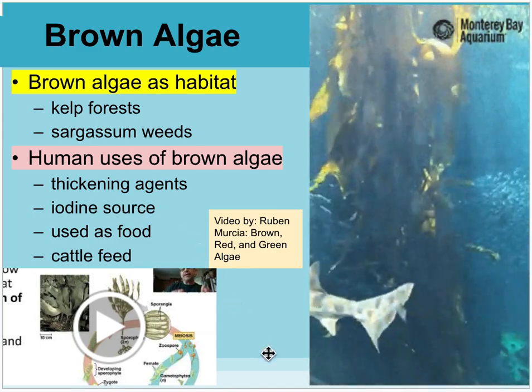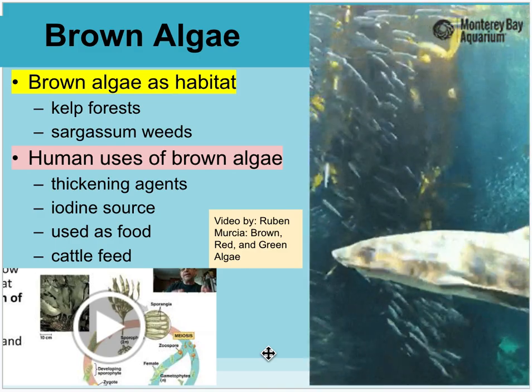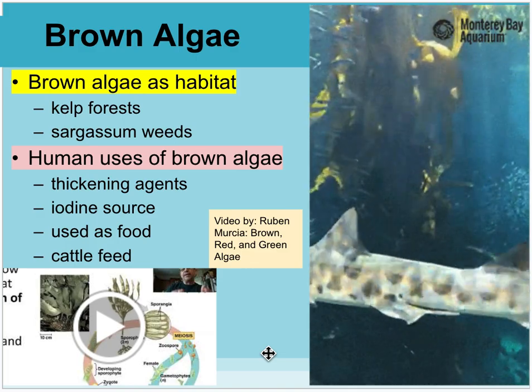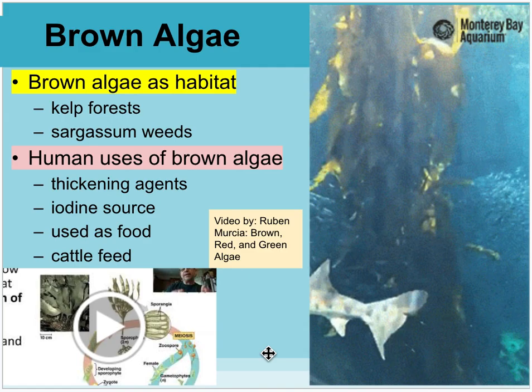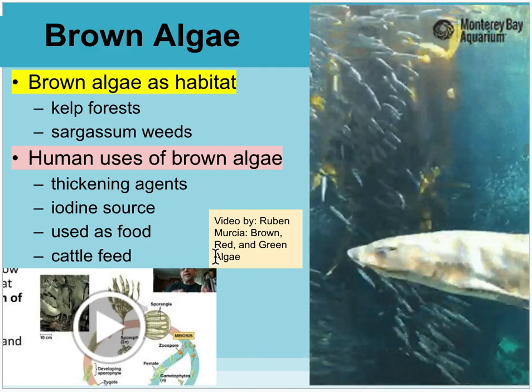Brown algae is extremely important in the areas where it's found as habitat, like a kelp forest, or even the floating sargassum makes habitat. Even though it's in really high numbers right now, it is important as an ecosystem.